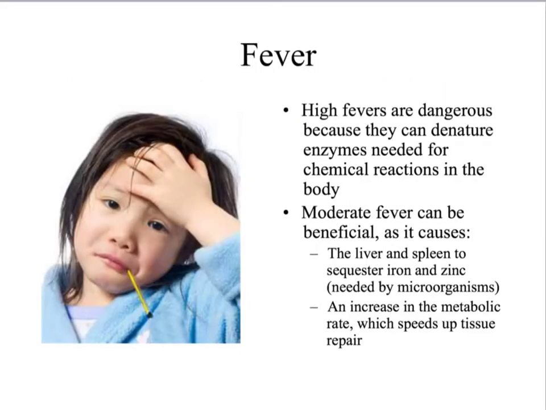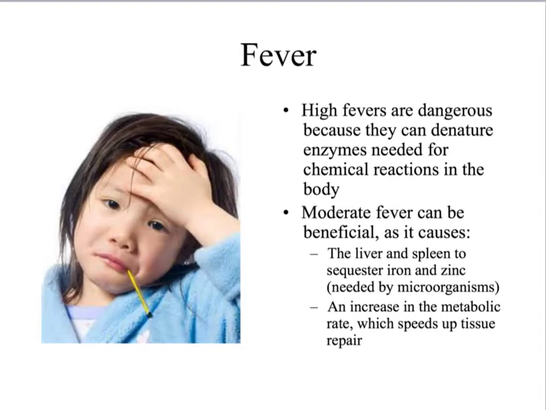A fever is a line of defense that your body uses in order to help kill bacteria. High fevers are dangerous because they denature enzymes needed for chemical reactions in the body. But a moderate fever can be beneficial because it disrupts the chemical reactions that the bacteria need as well. So it can cause a bacteria to not be able to function, to break apart, for its enzymes and its proteins not to be able to work very well.